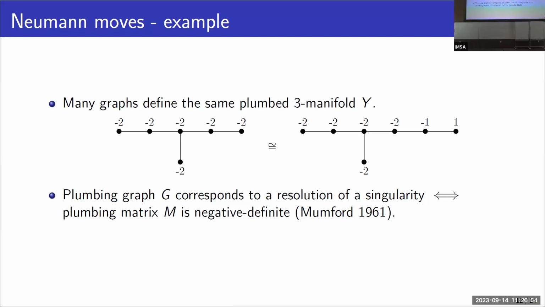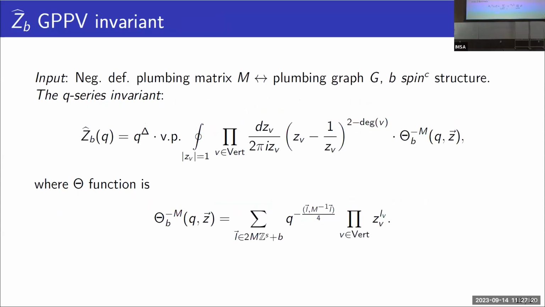And I want to emphasize that this is a very important condition, and it's crucial in the definition of the Z-hat invariant. Because if you don't have this negative definite condition, then you don't have the convergence of these q-series. So that's another obstacle which we need to overcome if we want to generalize this three manifold invariant to more general three manifolds.